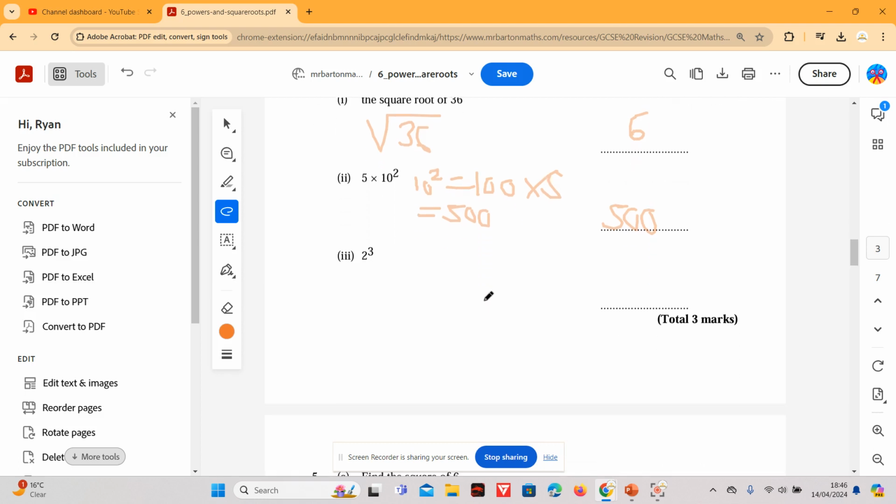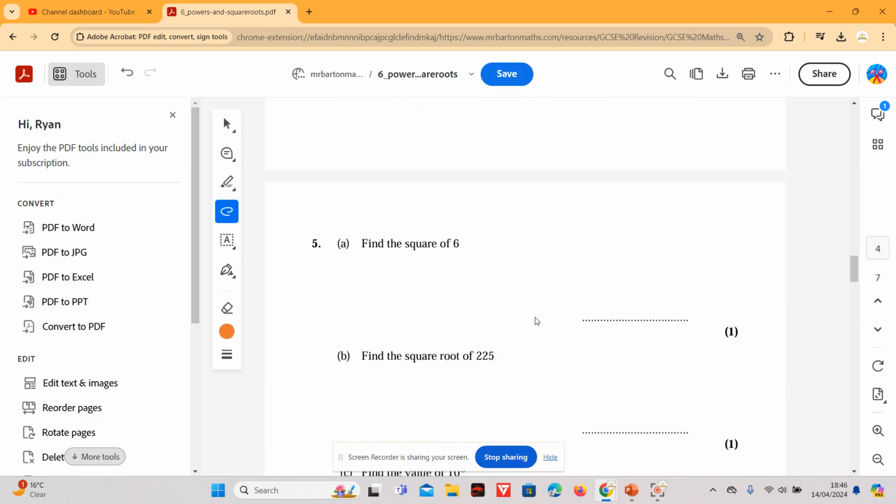Okay. 2 cubed is just 2 times 2 times 2. We've already written the answer before, so I'm just going to write it again. It is 8. Find the square of 6. So the square of 6 just means 6 times 6. And that would be 36.